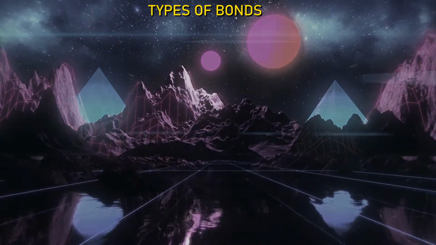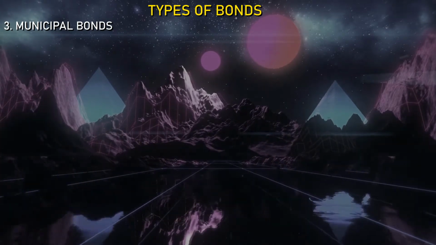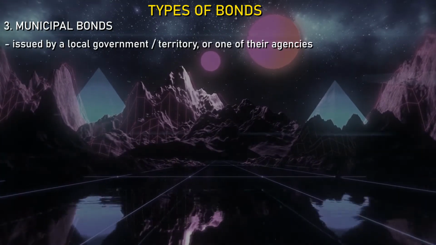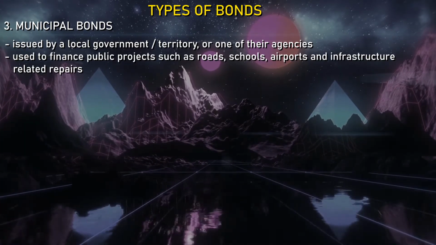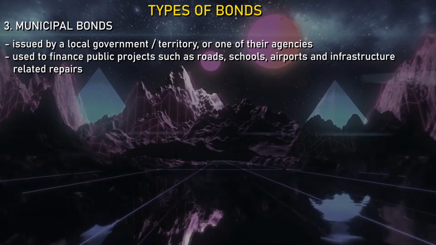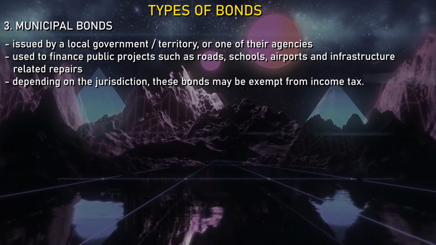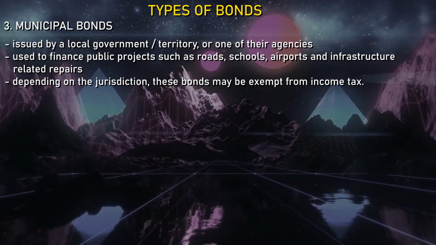The third type of bonds are municipal bonds. These are bonds issued by a local government or territory, or one of their agencies. They are generally used to finance public projects, such as roads, schools, airports, and infrastructure-related repairs. Depending on the jurisdiction, these bonds may be exempt from income tax.